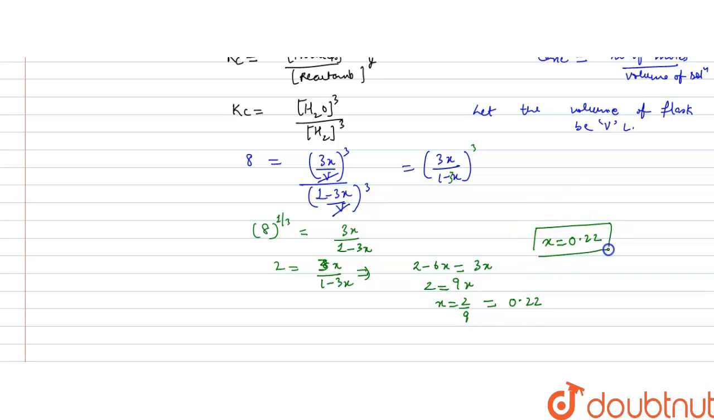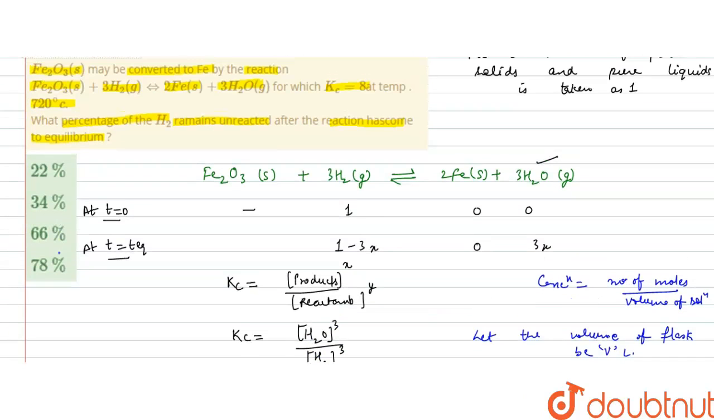Now we have the value of x, that is 0.22. It means the hydrogen has dissociated by the x amount. So for 3 moles it is dissociated as 3x. Now we have to find out the hydrogen which remains unreacted. If initially 1 mole is present and 3x is dissociated, so 1 minus 3x will be unreacted. So we have to find out the percentage of that.